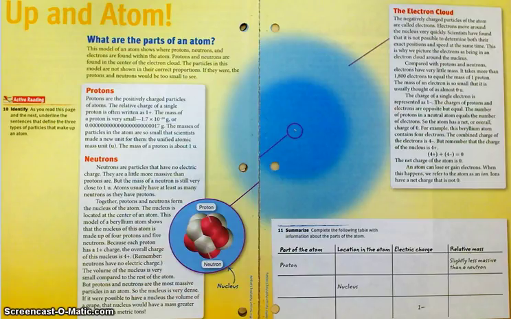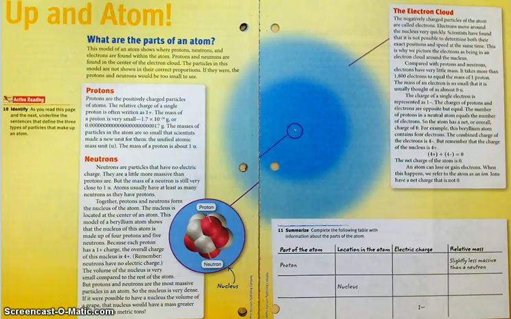Protons are located in the nucleus. They have an electric charge of +1, and they have a mass of about 1 AMU. A neutron is located in the nucleus also, has no electric charge, and has a mass of about 1 AMU. Down at the bottom, the electron is located in the electron cloud, has an electric charge of -1, and has a mass of almost 0 AMU, or 1/1800th of an AMU, because it takes a little over 1,800 electrons to equal the mass of a proton.